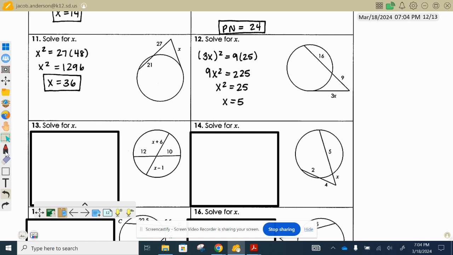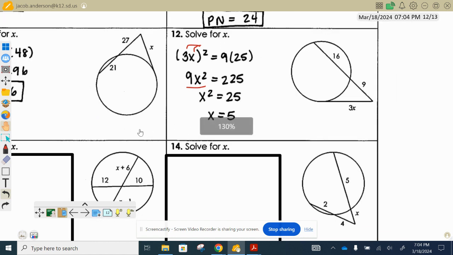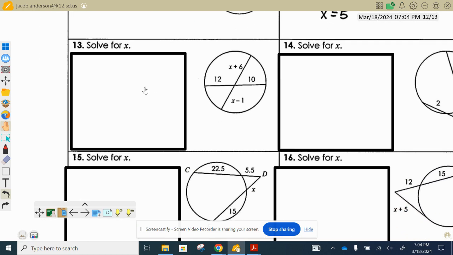That's kind of tricky. Hopefully we're catching this right here. This is 3x squared, 9x squared, because that square goes into this piece and this piece. As we continue to solve this, we'll divide 9 on both sides, and then we'll square root both sides. We should get a nice number again where we get x equals 5.